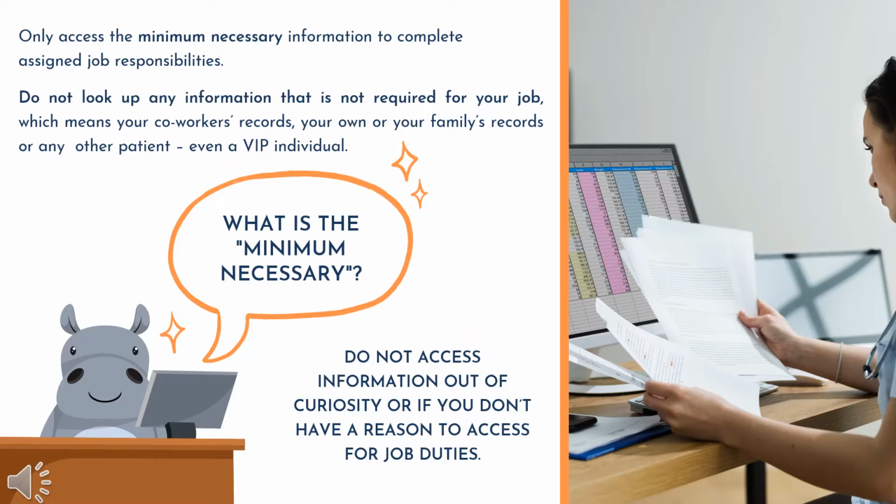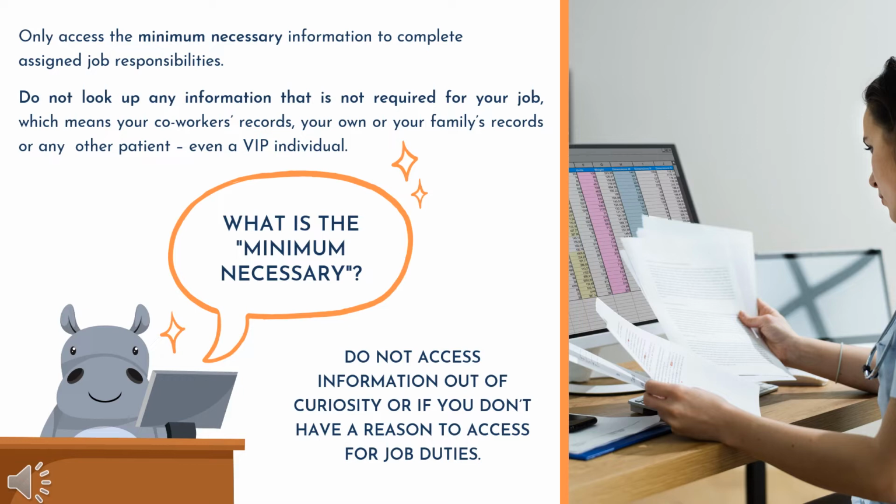Accessing the minimum necessary is critical to protecting PHI and PII. The minimum necessary means that you are only looking at records or information related to the direct tasks assigned to you. For example, if a family member comes into the clinic for care and they aren't assigned to you, then you should not look up their records. If you do, this is considered a breach and will need to be reported.